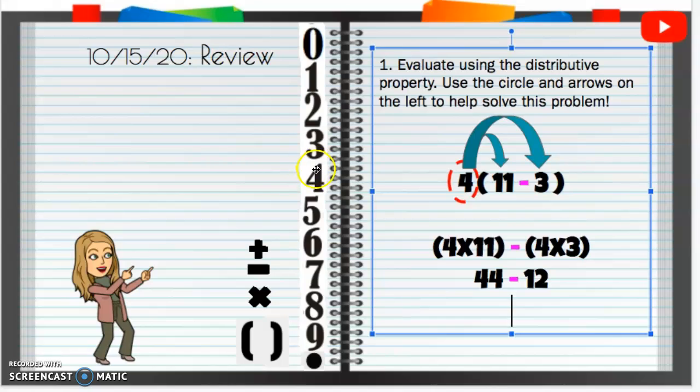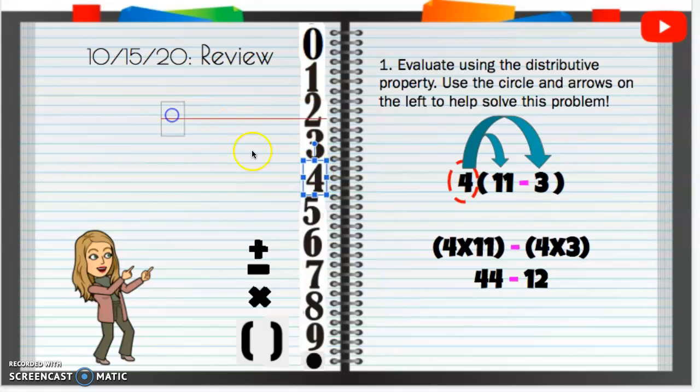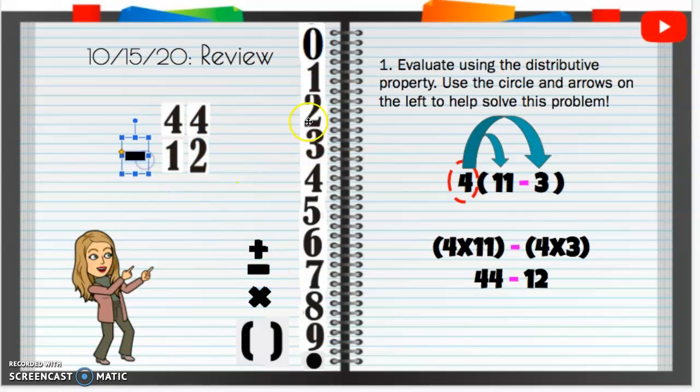If you don't know what to do, you can go on the side, you guys. Look, you can use this workspace now. You can even go on the side of the page. 44 minus 12. That 4 minus 2 is going to be 2. I'm going to put it lower. And then 4 minus 1 is going to be 3.